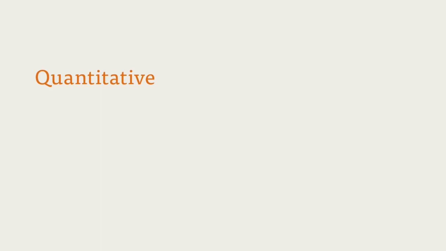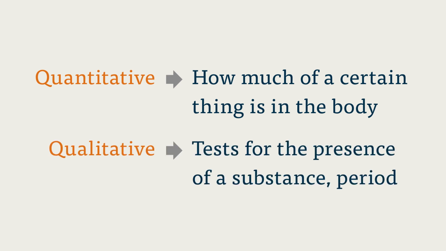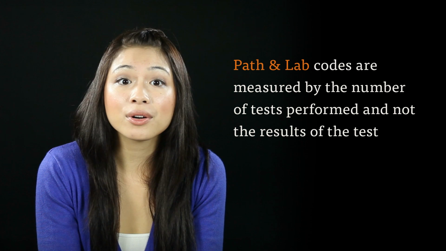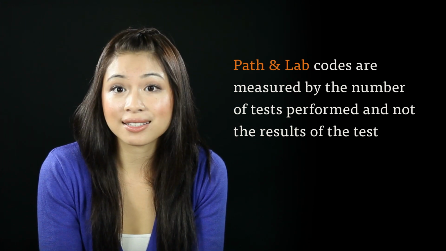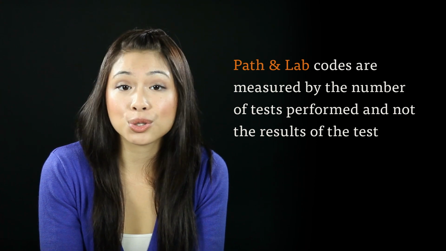There are two types of general tests in Path and Lab, qualitative and quantitative. Quantitative tests show how much of a certain thing is in the body, say calcium or alcohol, while qualitative tests look for the presence of a substance, period. Path and Lab codes are measured by the number of tests performed and not the results of the test. That is, if you tested for phenobarbital and alcohol, you'd list that as two procedures.